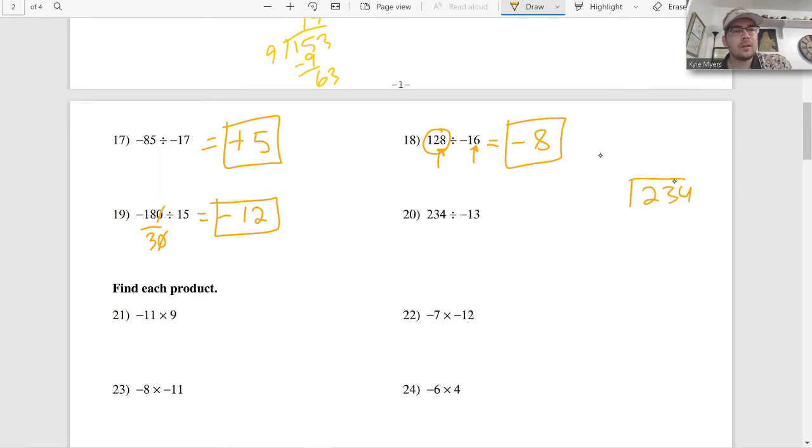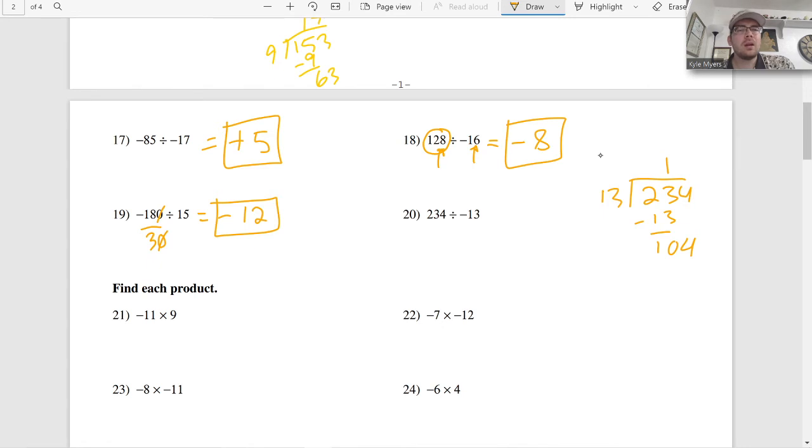234 and 13. Well, that would go in once, not twice, because 26 is a little too high. But we get 13 here. And then we'd have 10, drop the 4. And we need some sort of number that's a little bit bigger, and it has to end in 4.